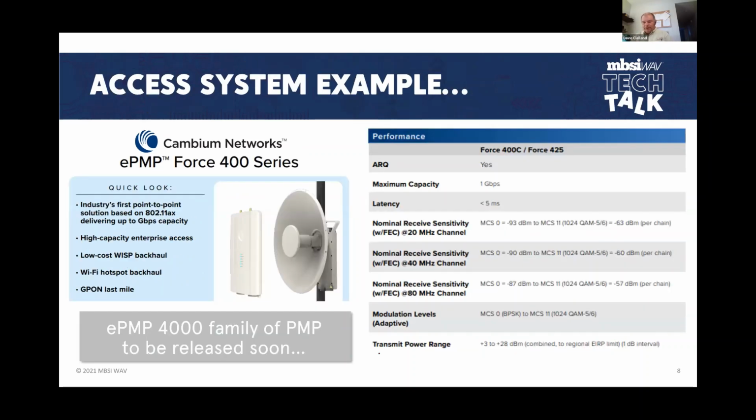Now let's take a look at an access system. For an access system, I'm going to pick on Cambium's ePMP Force 400 series equipment. The ePMP 4000 family, which is the access point and its related equipment, is to be released soon. But look at some of the specs we have for this. We've got a maximum capacity of a gig at the subscriber unit.